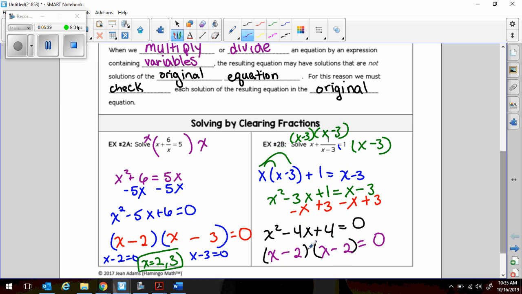Alrighty, these are actually the same thing, repeated, so this is multiplicity 2, and I'm only going to solve for one of them. X minus 2 equals 0. I'm going to add the 2 to move it to the other side, so x equals positive 2, and this is multiplicity 2, right?